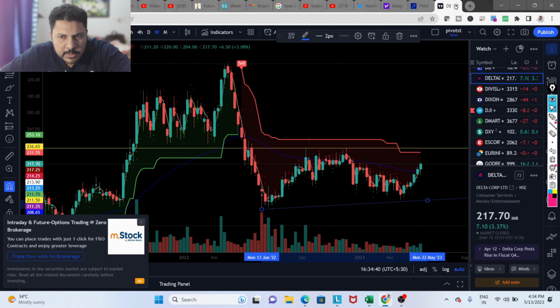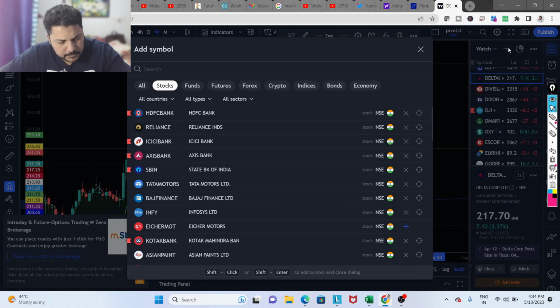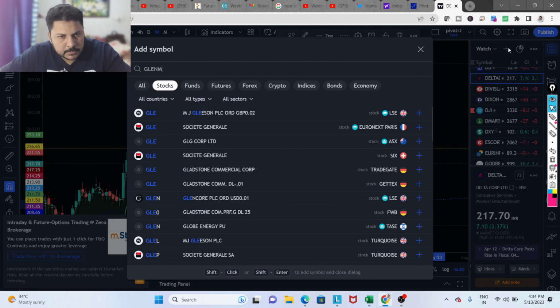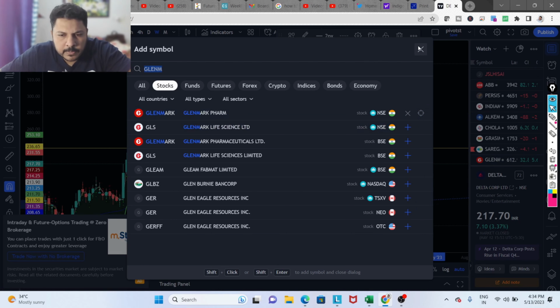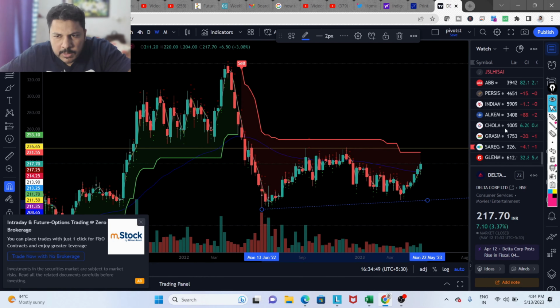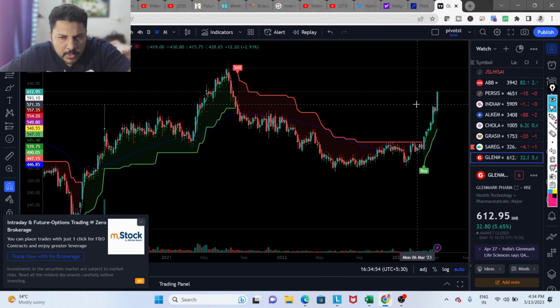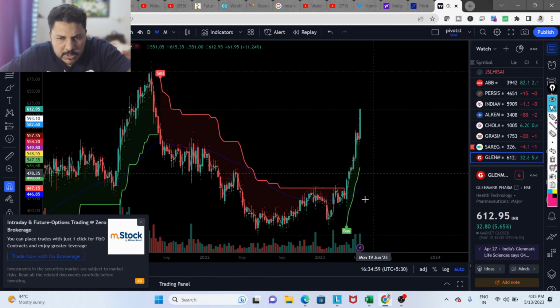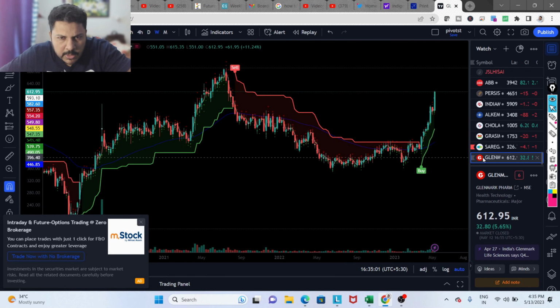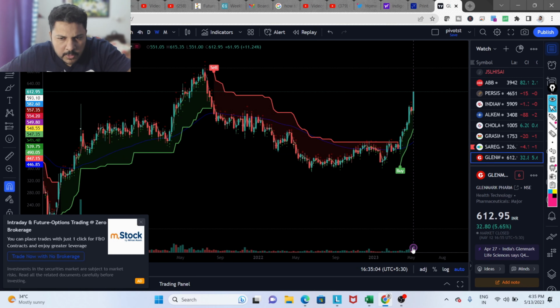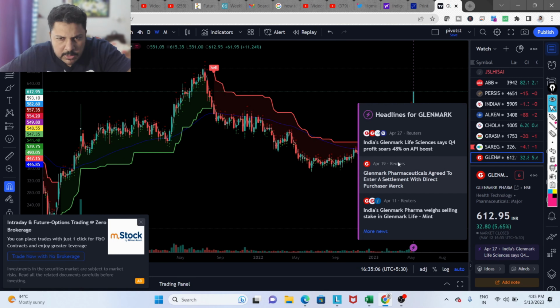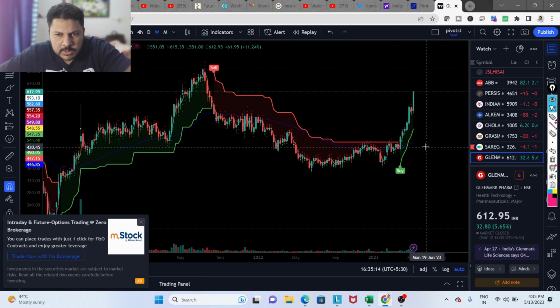And then Glenmark, let's look at Glenmark. So Glenmark is added now. Oh, what a move, what a move on Glenmark. It is looking absolutely stunning the way it is going up. Although the volumes are not that great, but there is a news here. India's Glenmark licenses Q4 profit source 48% in API port. So that's a very good sign.